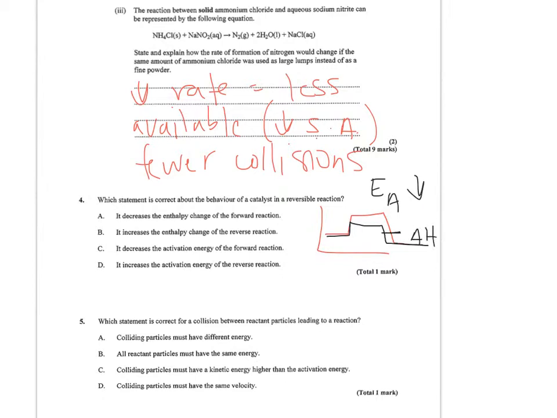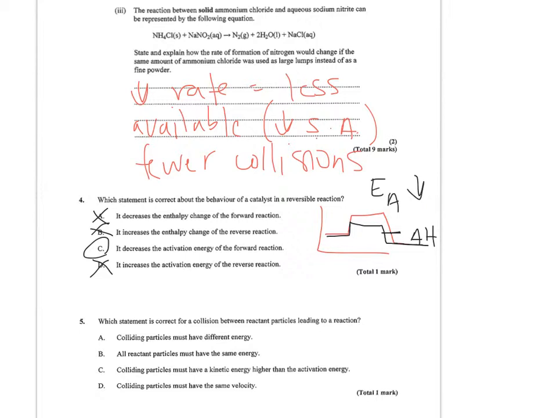So A says it decreases the enthalpy change of the forward reaction. It doesn't affect the enthalpy change. B, it increases the enthalpy change of the reverse. That's not true. C, it decreases the activation energy of the forward reaction. That is true. And D, it increases the activation energy of the reverse reaction. That's not true. It also decreases the activation energy of the reverse reaction. So only C is a true statement.